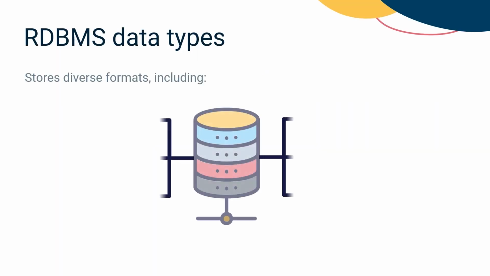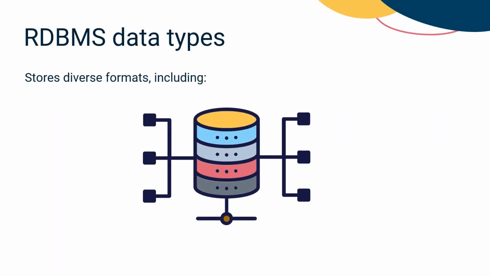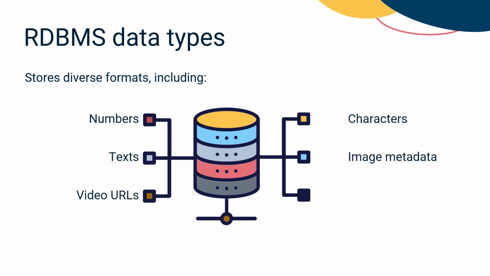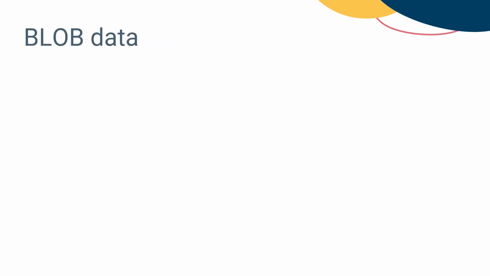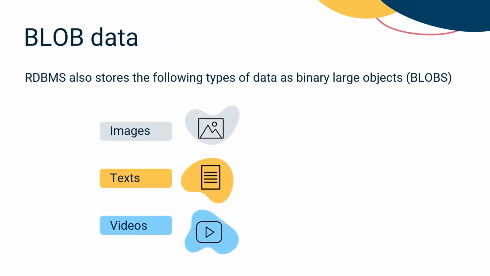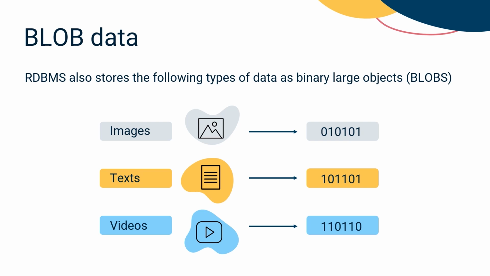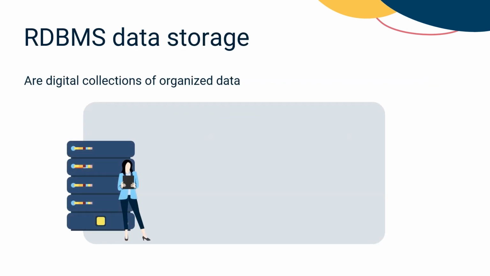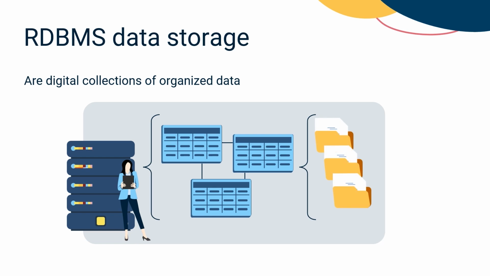As you already know, relational databases store data collected in diverse formats, including numbers, characters, text, image metadata, video URLs, and others. Relational databases can store images, text, video data, and other complex data types as binary large objects, or blobs, interpreted by computers as zeros and ones. The data must reside somewhere for use. Thus, databases are digital collections of organized data.